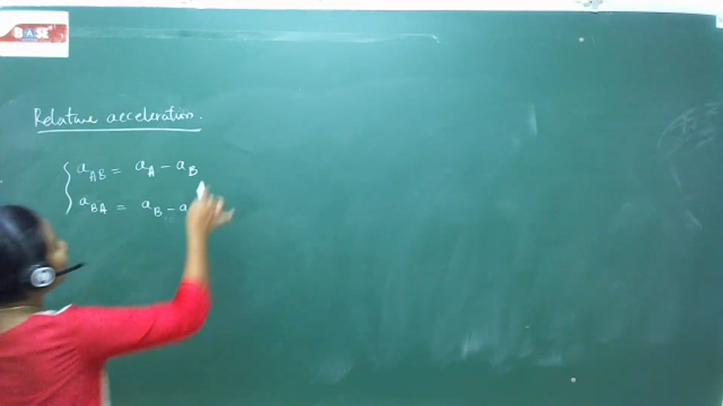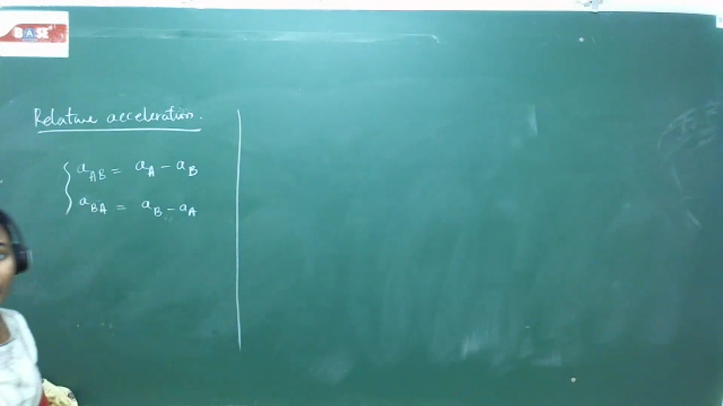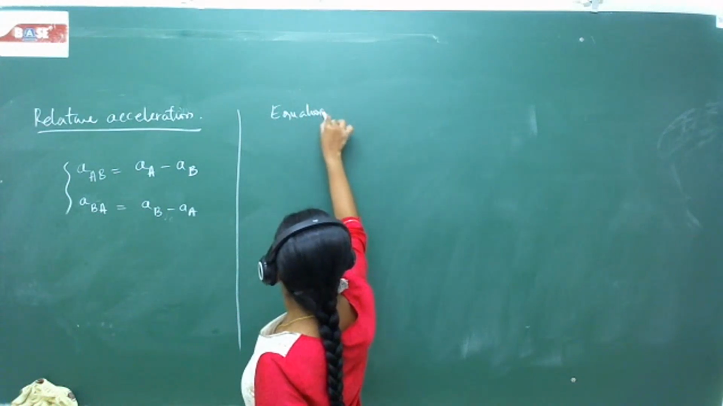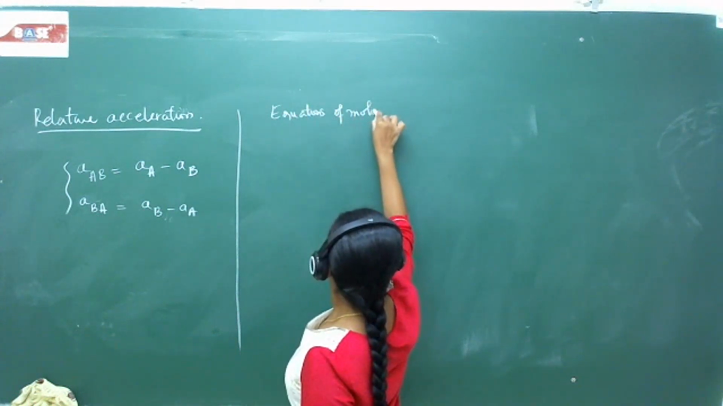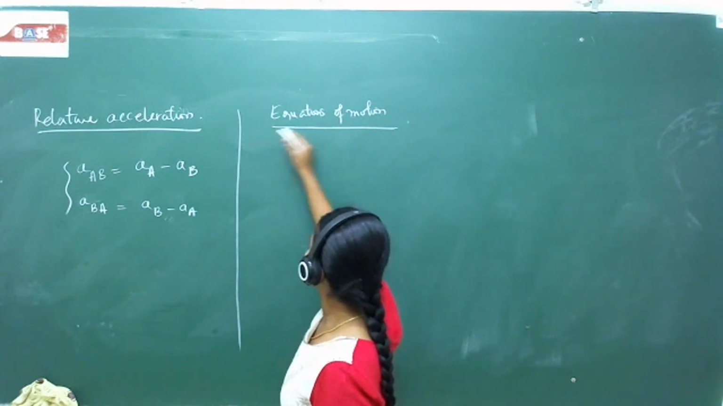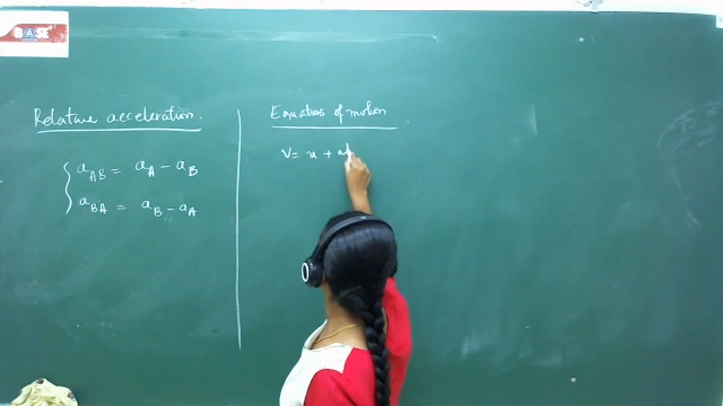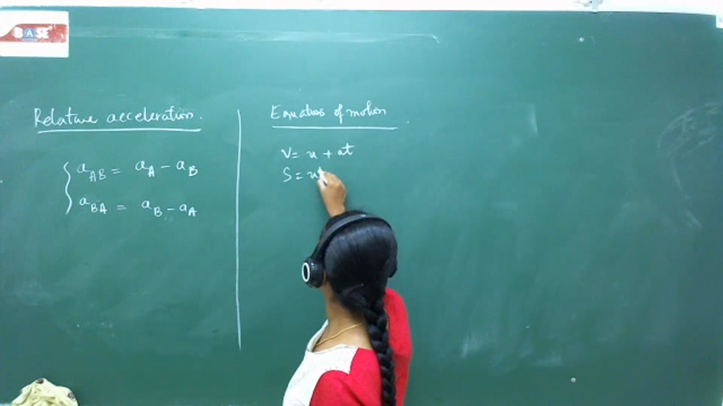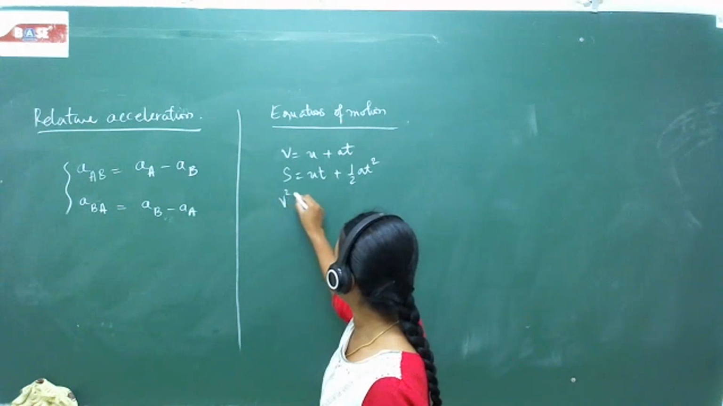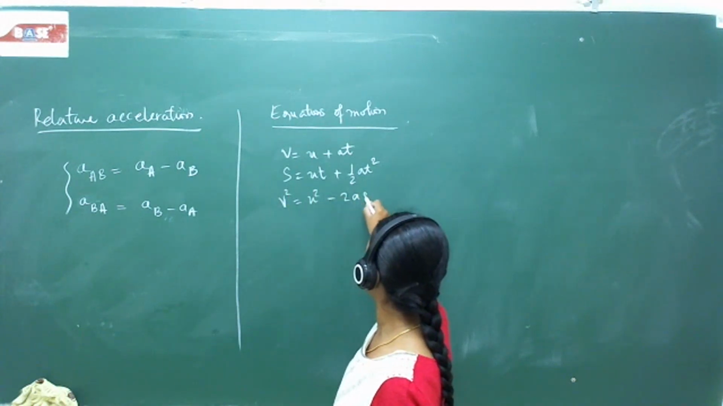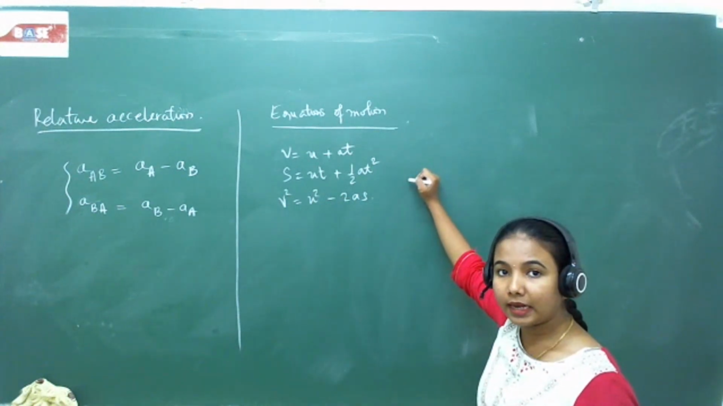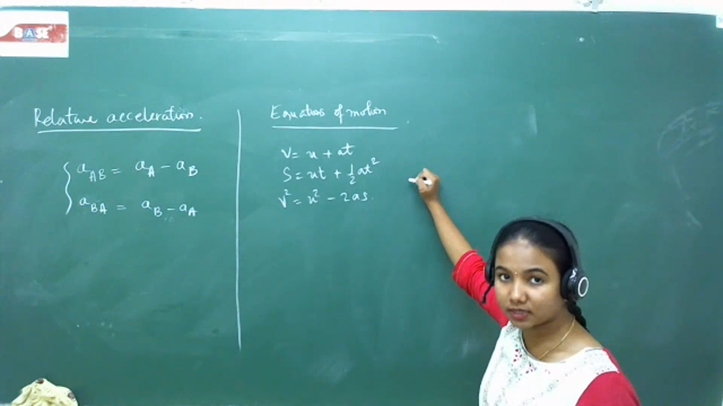Now we know the equations of motion, right? Which we have done. So we know V is equal to U plus AT, S is equal to UT plus half AT square, and V square equal to U square plus 2AS. Correct? So all these equations are valid when the acceleration is constant.